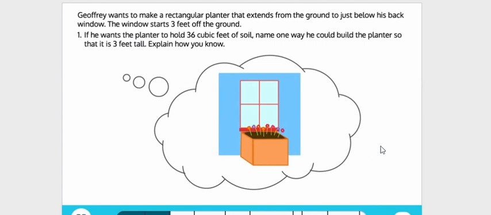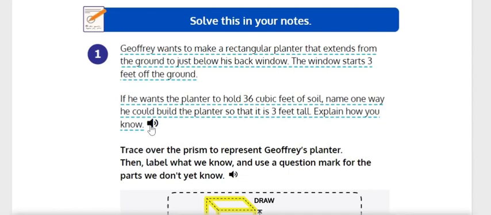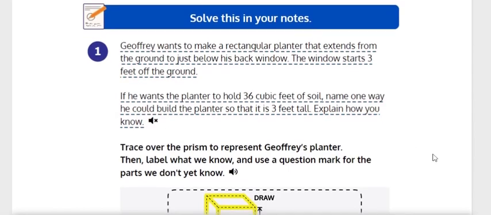Jeffrey needs to figure out what the planter's dimensions will be. We already know the height will be 3 feet, so that the planter will extend from the ground to just below the window that is 3 feet higher than the ground. Let's show this. Trace over the prism in your notes to represent Jeffrey's planter. Label what we know and use a question mark for the parts we don't yet know. Solve this in your notes.